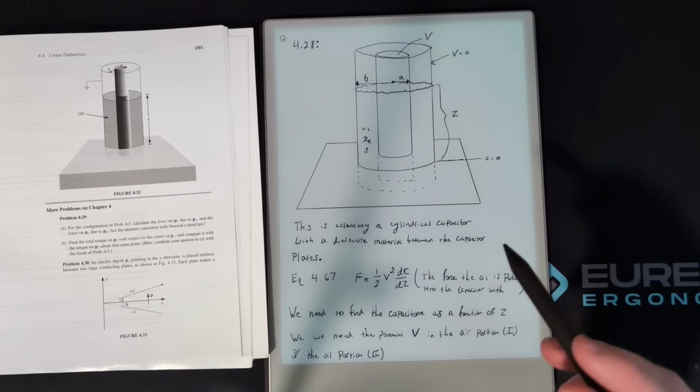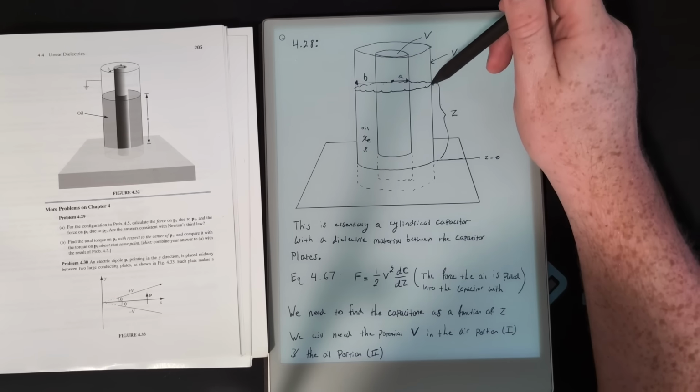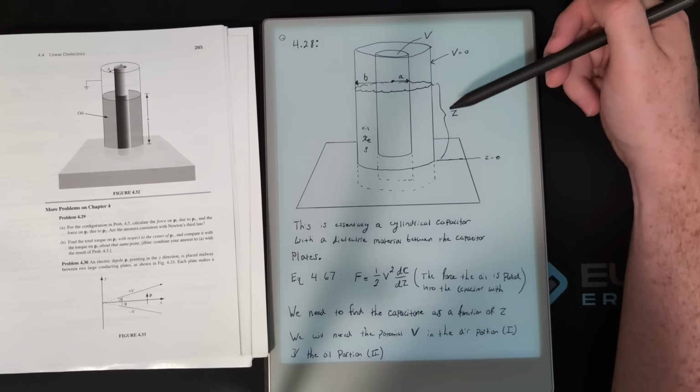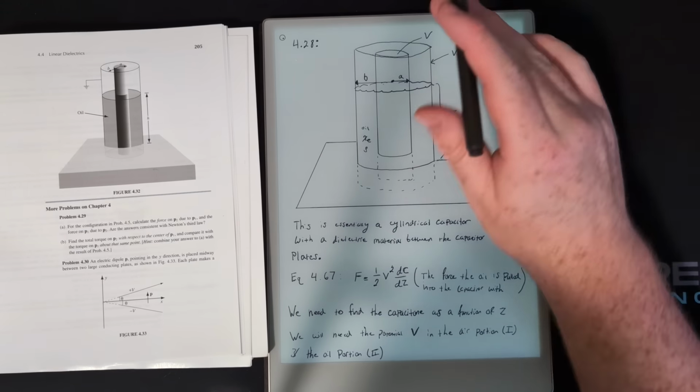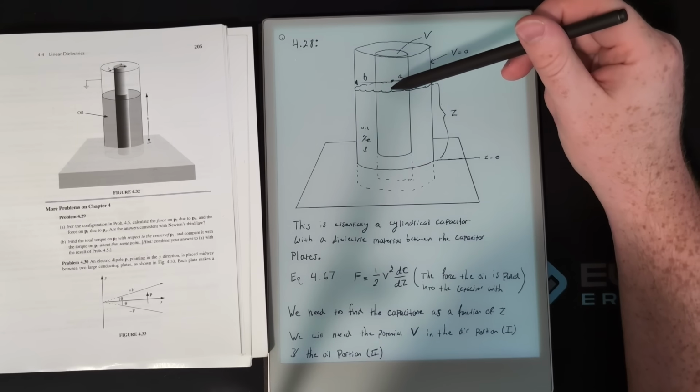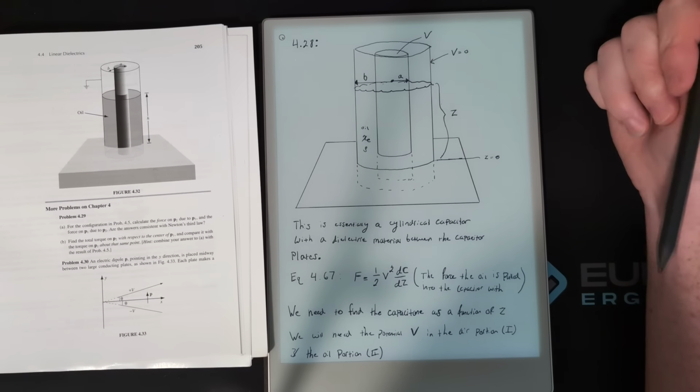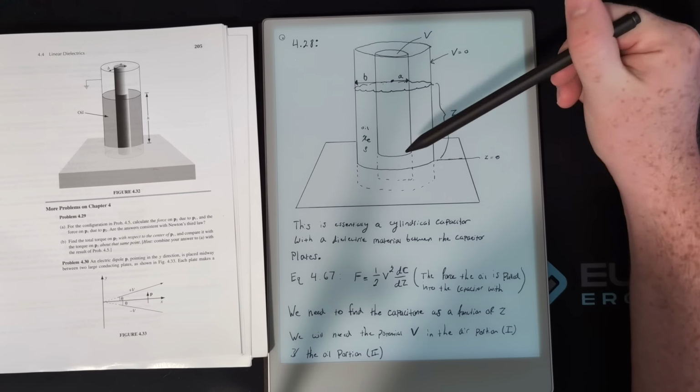But there's also the force of gravity. Gravity is trying to pull the oil back down. So there are two forces acting on the oil: the force of gravity, and the force from the capacitor pulling the dielectric into the capacitor.